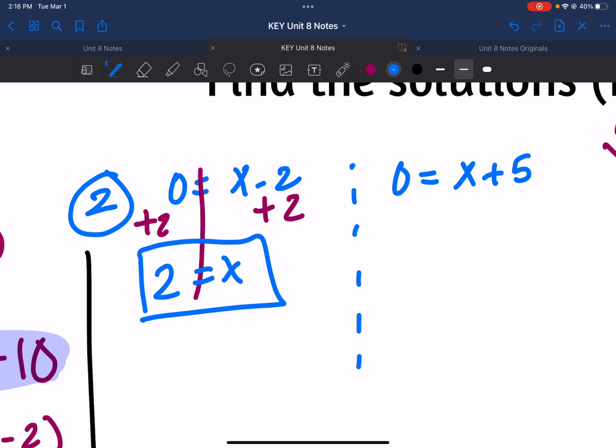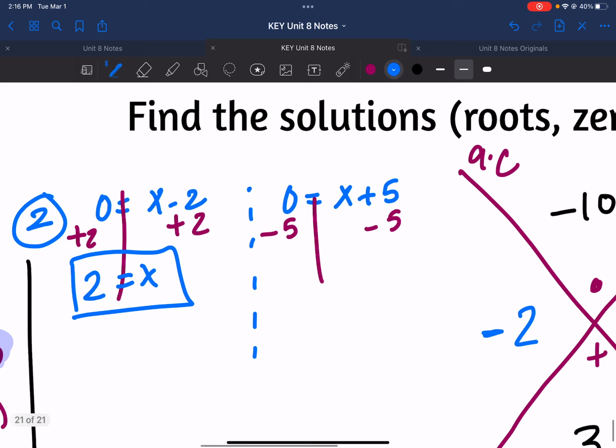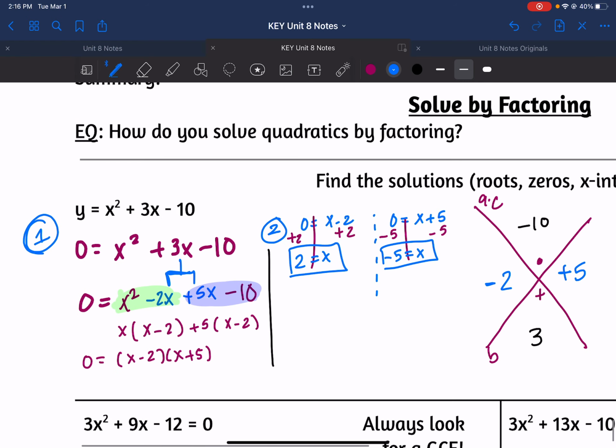And there goes one of your x-intercepts. And the same goes here. How do I cancel out this positive 5? I'm going to subtract 5 from here, and I'm also going to subtract 5 from here, right? And then what do I have left? I have x equals negative 5. Bam. So when I'm trying to look at my solutions for this, if I was to plug this into the calculator, and the graph went something like this, what would my x-intercepts be? This would be negative 5, and this would be 2. That's what we're doing, okay?